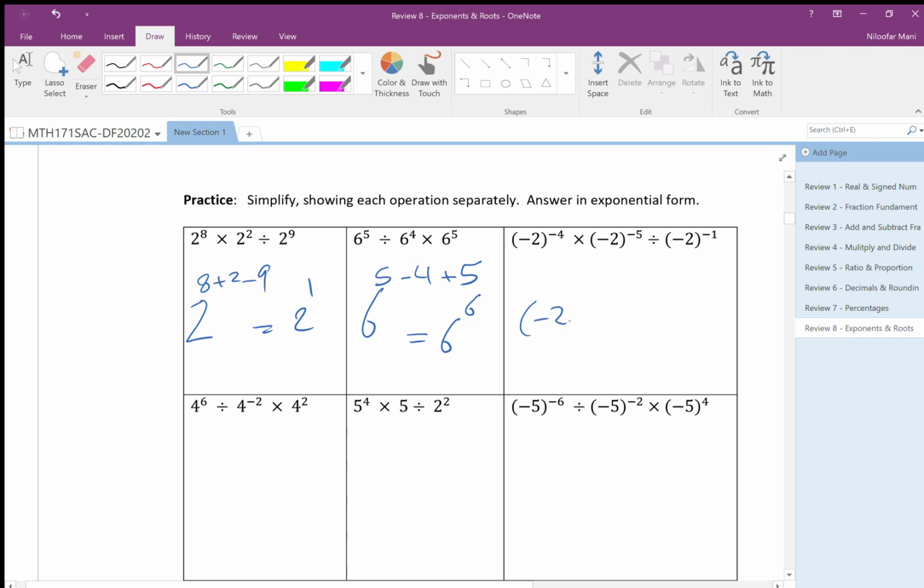Minus 2, doesn't matter. I have negative in my base. It's okay. I just keep it. Minus 2 power minus 4 plus minus 5 minus 1, which is minus 2 power minus 9 plus 1, which is minus 8. Okay, if I tell you I want to see positive exponent, what do you do? Do you touch minus 2? No, you just move it down, minus 2 power 8.